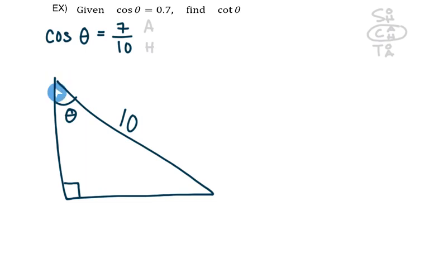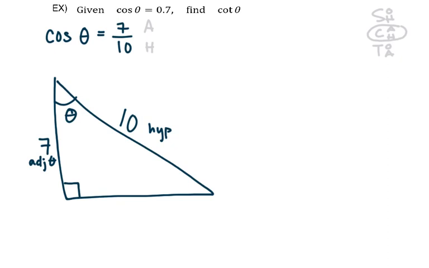But which of these two legs is adjacent to theta? Adjacent means beside or touching, as opposed to opposite, not touching. So this vertical side is adjacent, so I know that's going to be 7. So that is adjacent to theta, and this guy is my hypotenuse.